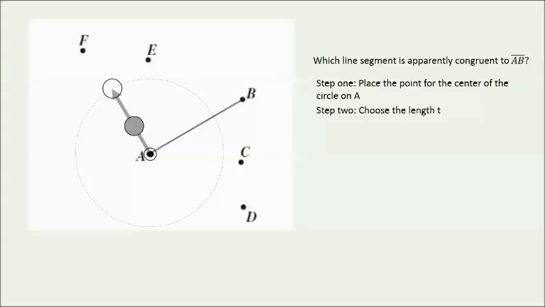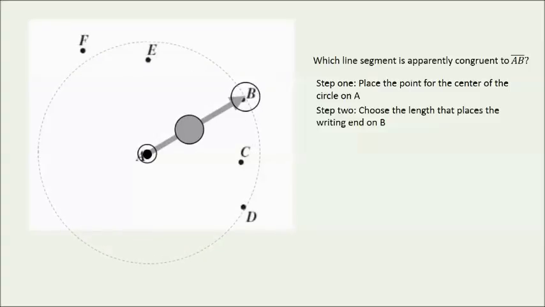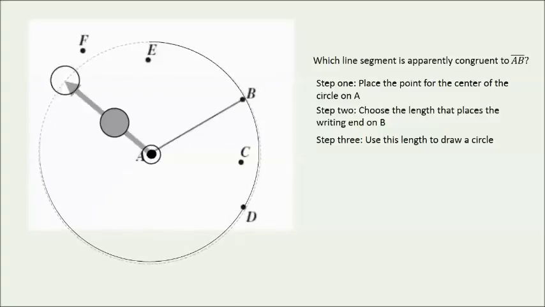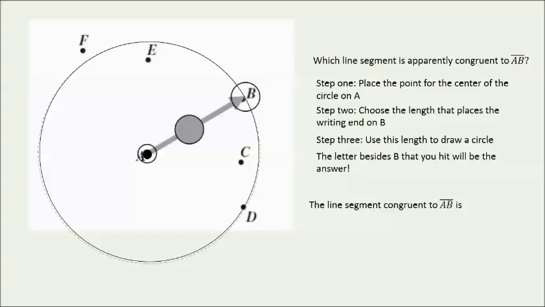Step 2. Choose the length that places the writing end on B. So we rotate over, and we're going to stretch our compass to hit B. Step 3. Use this length to draw a circle. All right, so we spin our compass and draw our circle, and we can see that this circle intersects the letter D. So the line segment congruent to AB is AD.